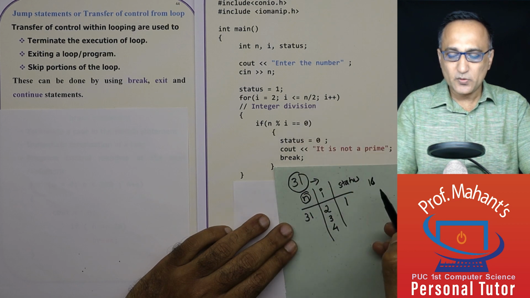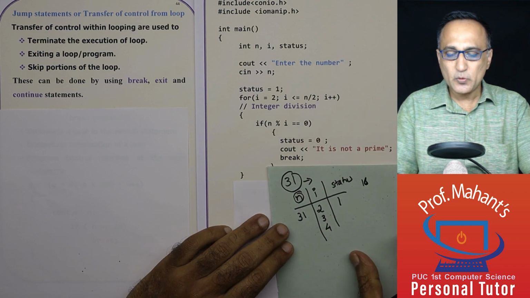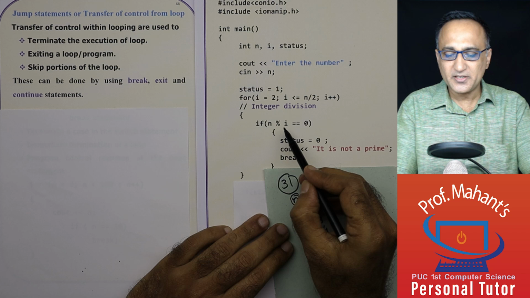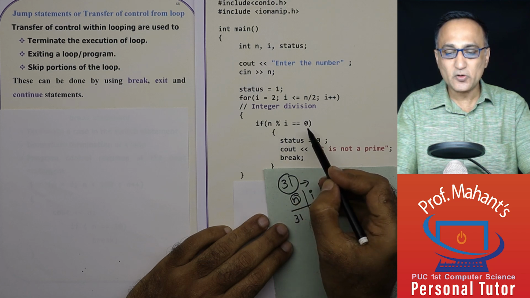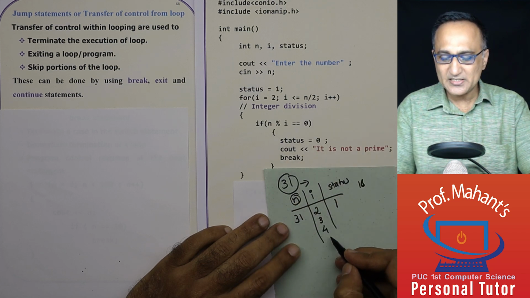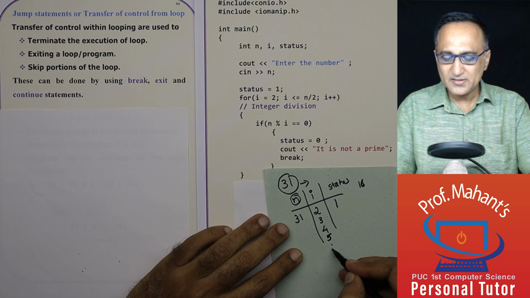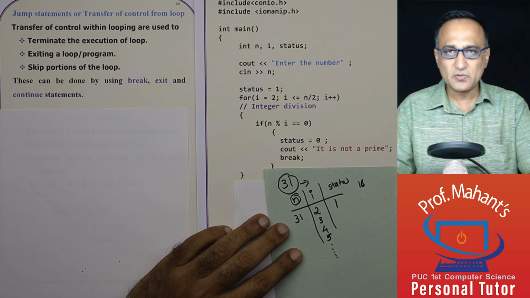4 is less than or equal to 16. So what I am doing next is I am trying to divide 31 by 16. Is the remainder 0? It is still false. I ends up becoming 5. This way I keeps on going. Okay. 31 is not divisible by 6, 7, 8, 9, 10 and 11.